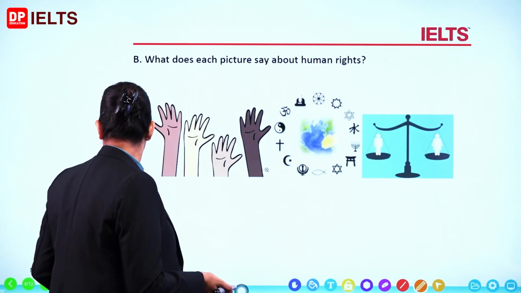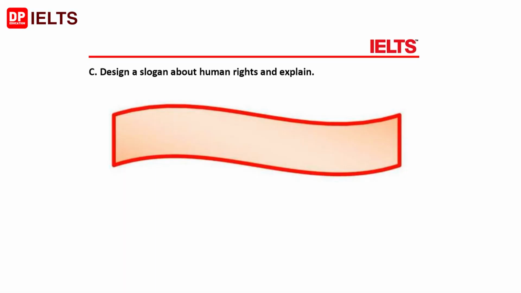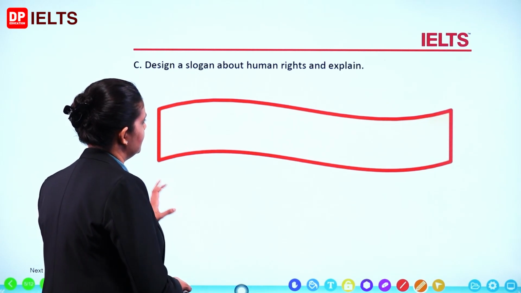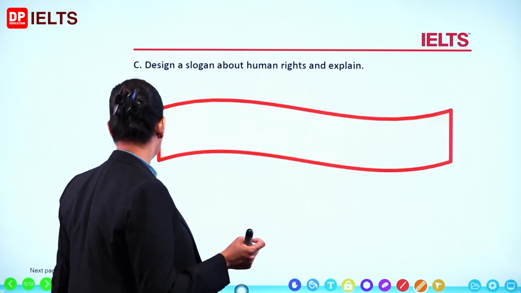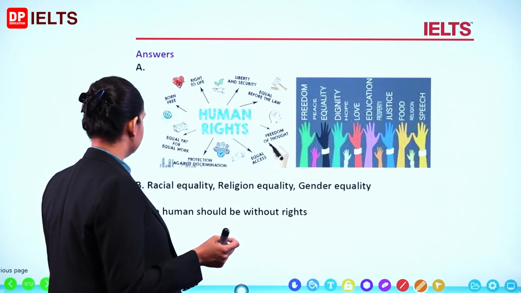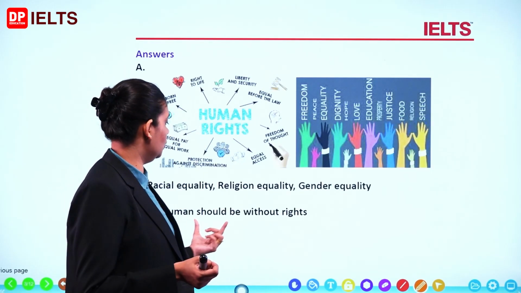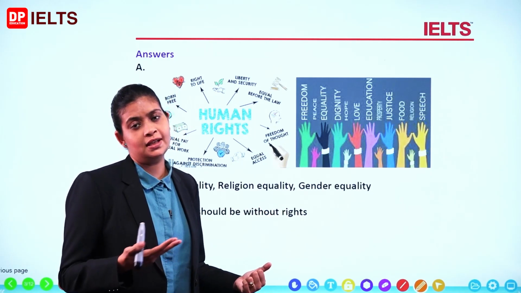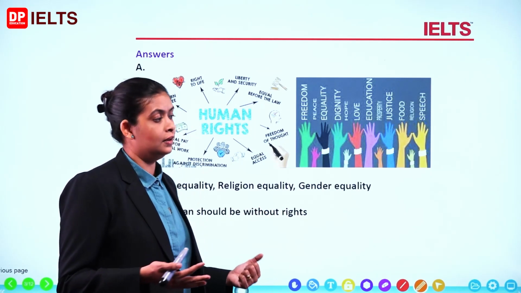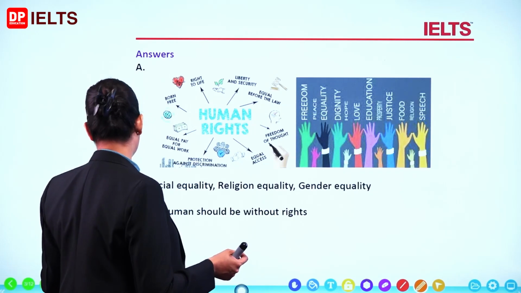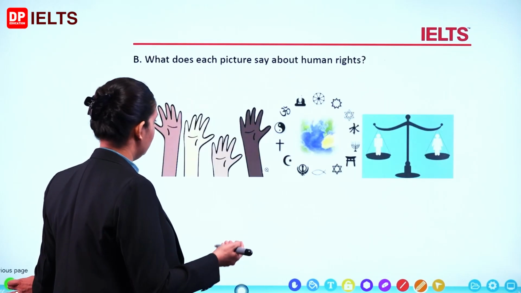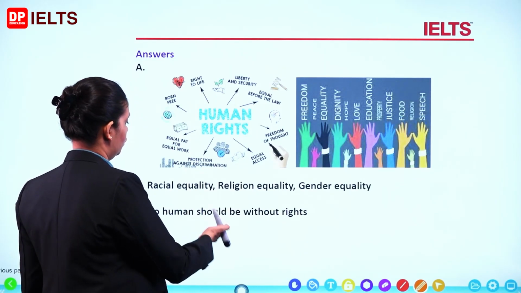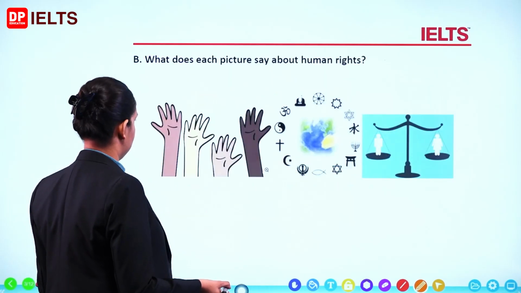Right? The next one. Design a slogan about human rights and explain. කැමති slogan එකක් ඔයගොල්ලන්ට design කරන්න පුළුවන්. Here. No human should be without rights. ඒක තමයි මගේ slogan එක. කිසිම human කෙනෙක් ඉන්න හොඳ නෑ right එකක් නැතුව. Right? So you can write it down. No human should be without rights.